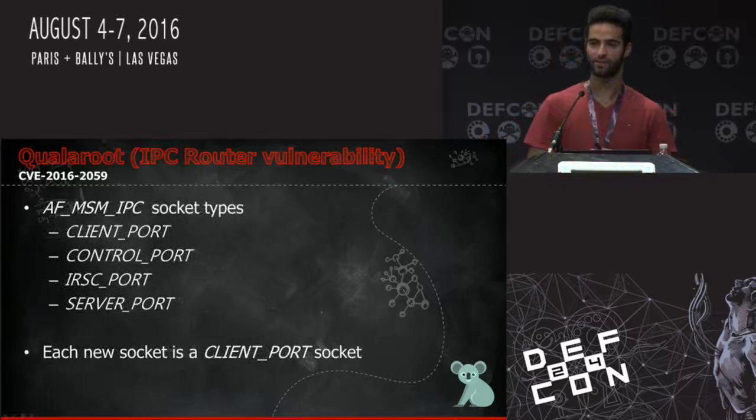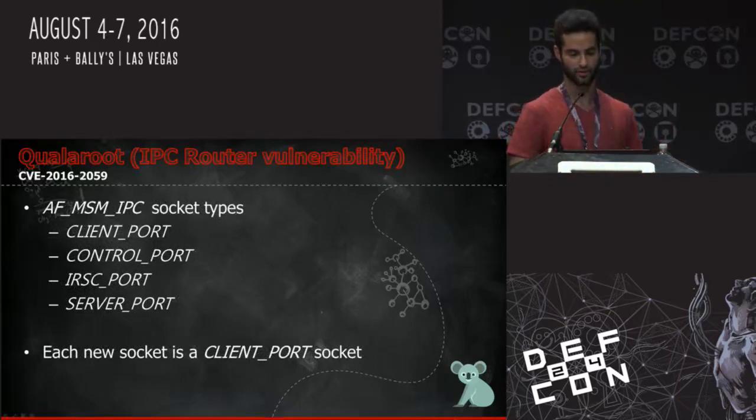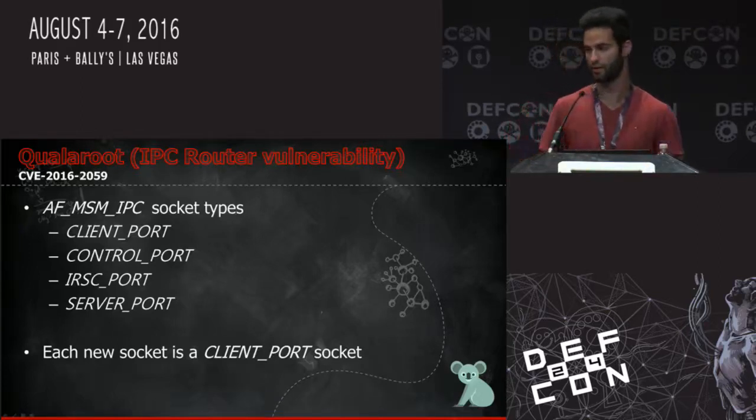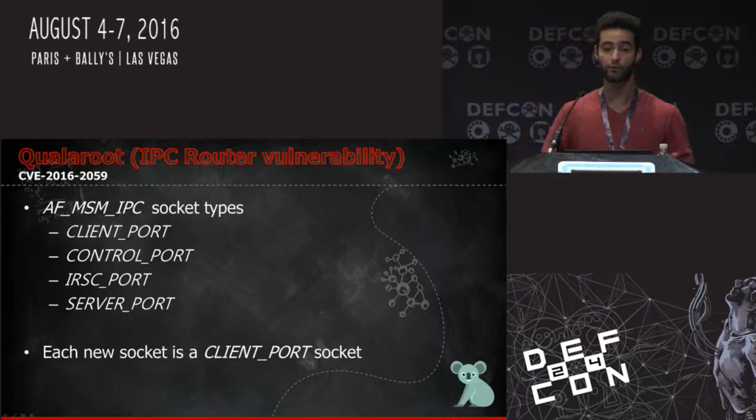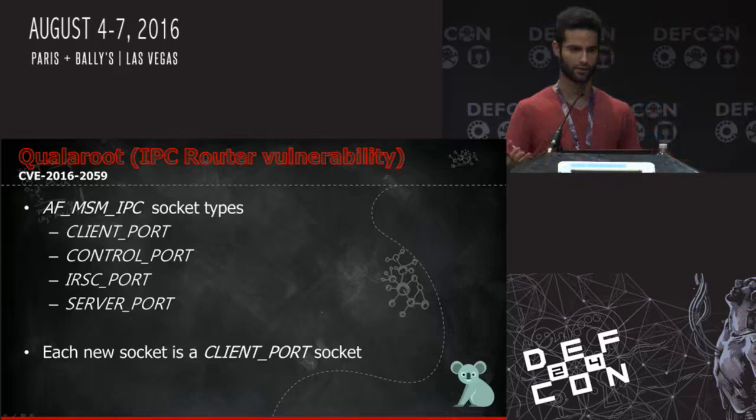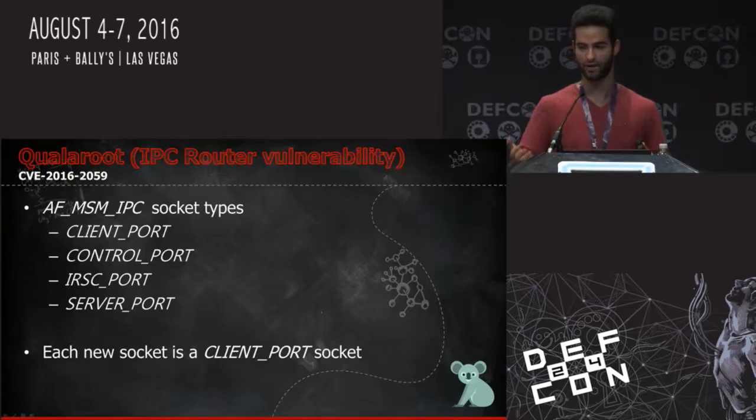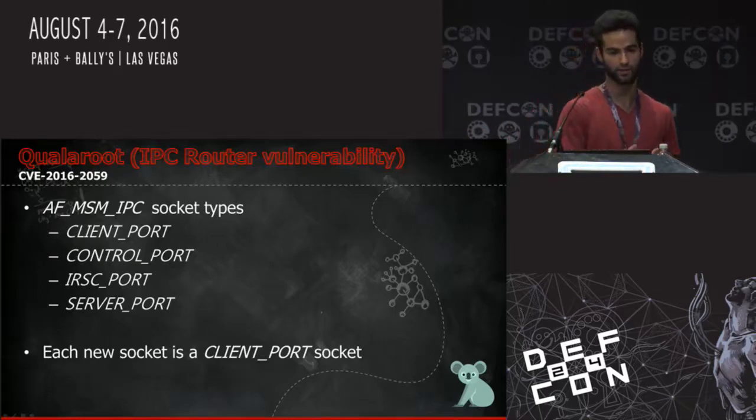So this address family has 4 different subtypes. We are going to focus only on client port and control port, mainly because IRSC port and server port require high privileges. So every time you create a socket, the socket is a client port socket. A client port socket can communicate with other endpoints and send and receive data. Now, control port is a socket that cannot communicate with other endpoints. It will only receive messages about the creation or destruction of sockets in this address family.